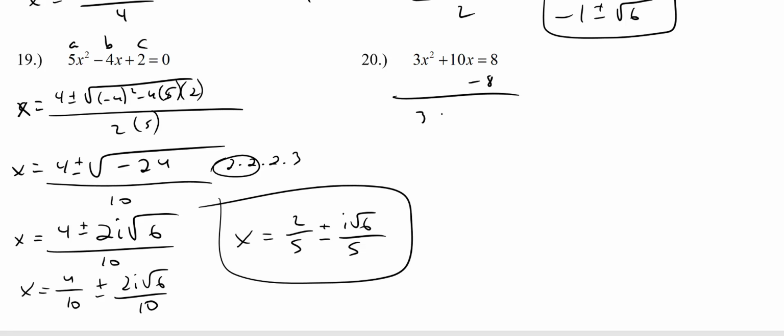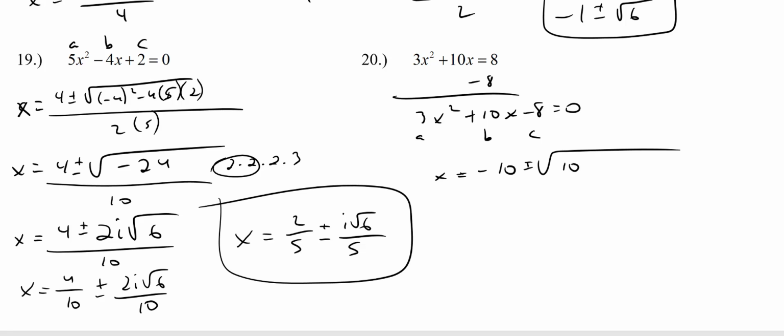Ax squared plus bx plus c. So 3x squared plus 10x minus 8 equals 0. Okay, quadratic formula. Again, that's A, that's B, and that's C. So x equals opposite of B plus or minus the square root of B squared, which is 10 squared minus 4 times 3 times negative 8, all over 2 times 3.